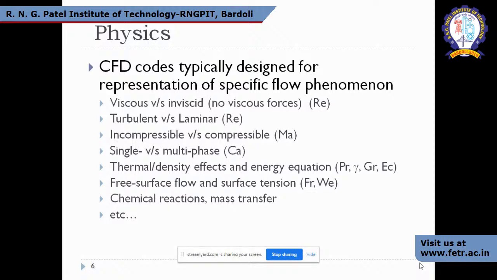Say, for example, for flow through a pipe, if the Reynolds number is more than 4,000, we usually say that it's a turbulent flow. So if I know the non-dimensional numbers, it's easy for me to predict that particular kind of flow.